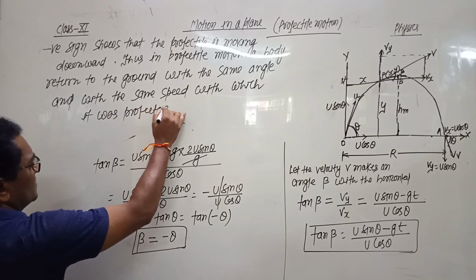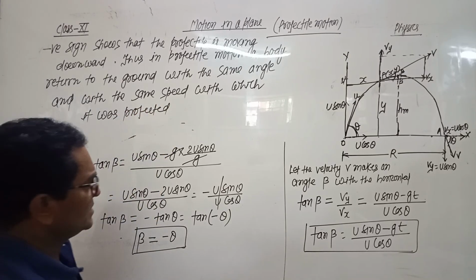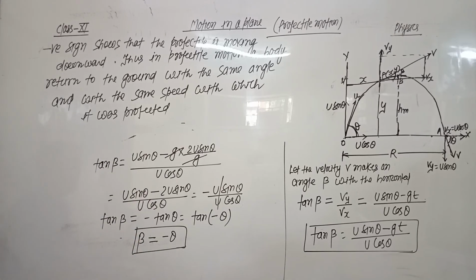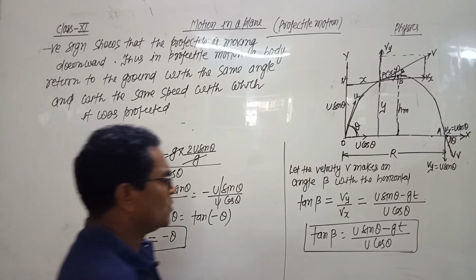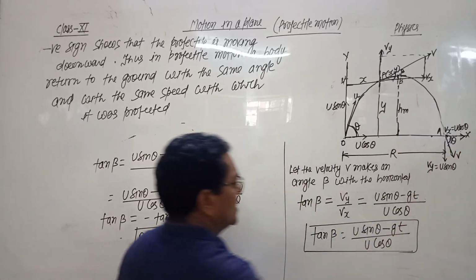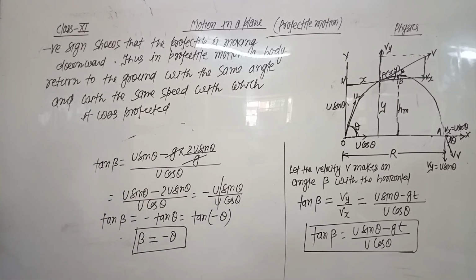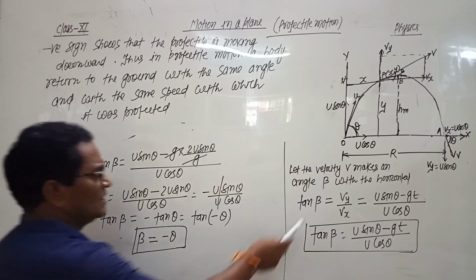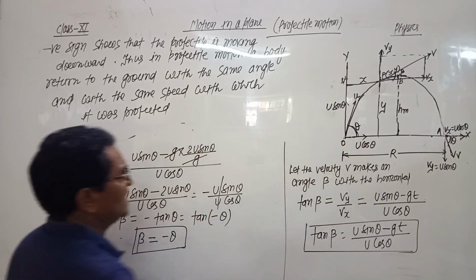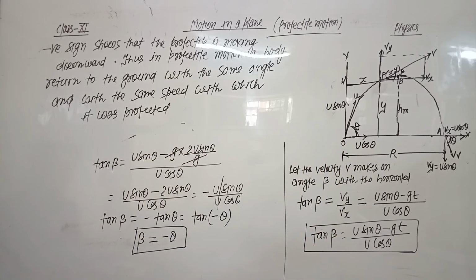So we conclude from these two expressions that the negative sign, the angle minus theta, shows that the projectile is moving downward when it is coming towards A. And thus in projectile motion, a body returns to the ground with the same angle through which it was projected and with the same speed. V dash equals V, as previously we have seen, with the same speed with which it was projected.